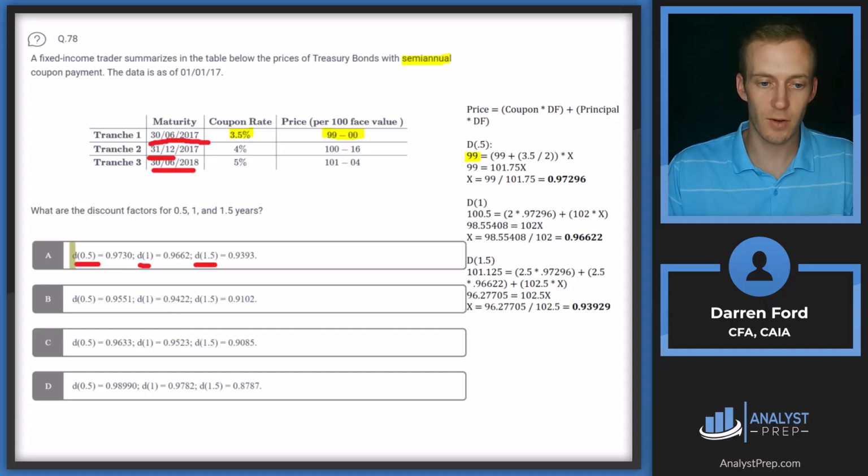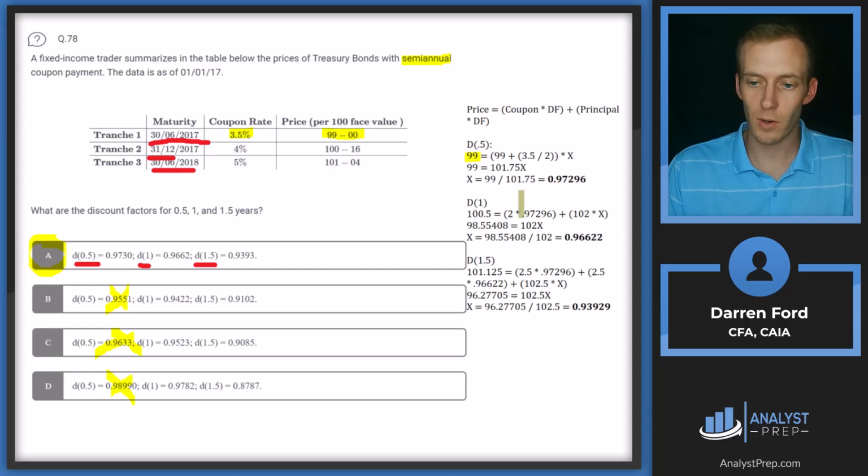So when we look at these here for 0.5, we've got 9730, which would certainly look good if we round this up. We've got 9551, so that'd be incorrect, 9633, and 98990. So if we were in a hurry, we could just go ahead and choose A and move along. But for the purposes of learning, we will dig in and calculate the rest of these.